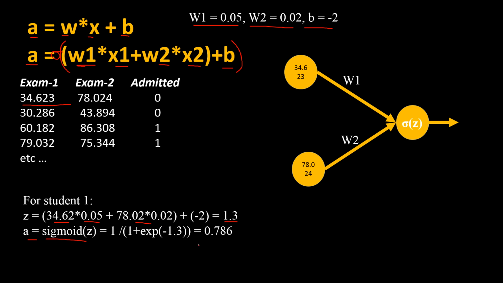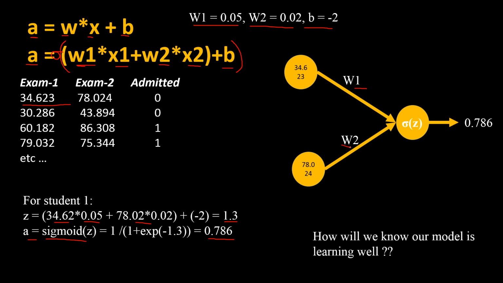So this gives the probability of the chance that the student is getting admitted, or that he belongs to class 1. So you'll get this output 0.786. It's a very high probability, but as you can see, this is not correct. Actually, this is wrong. So how will we know that our model is doing well, or these parameters are actually good values? We need to have some comparison.